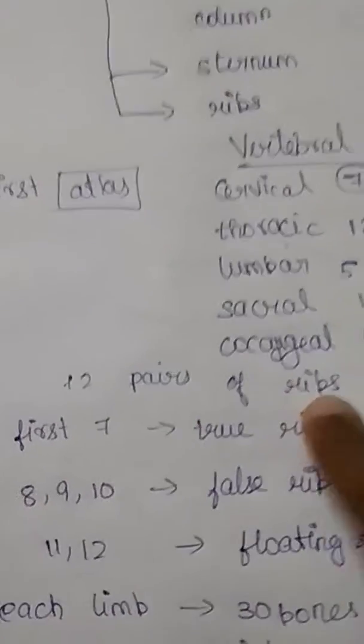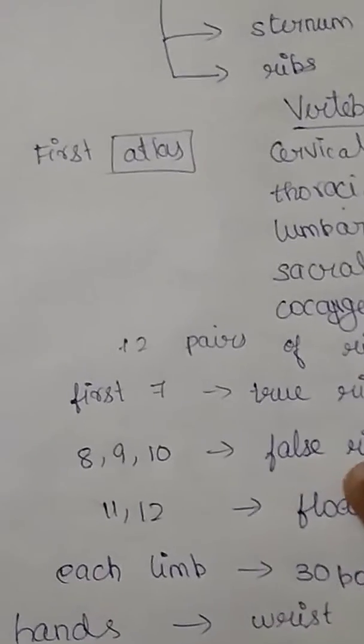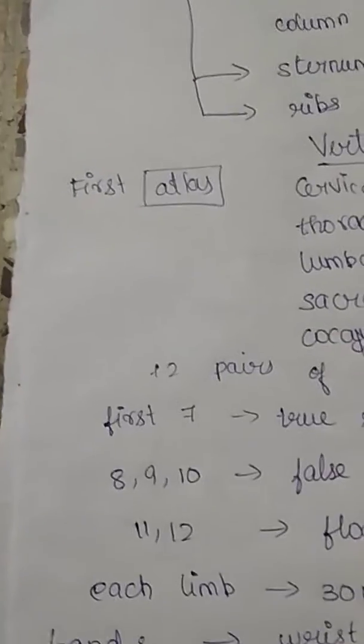Then, come on, let's learn about ribs. There are 12 pairs of ribs. The first 7 are called the true ribs, and the 8, 9, 10 are called the false ribs. Okay, why are they called false ribs? Just think about it: because they do not attach directly to the sternum, they attach indirectly through the seventh rib. Okay, then the 11th and 12th do not attach themselves, so they are called the floating ribs.